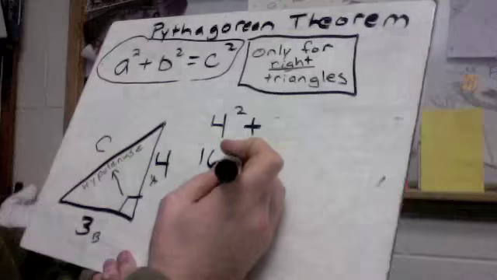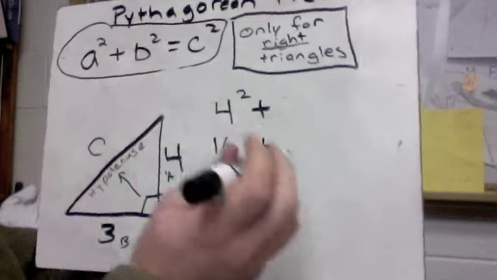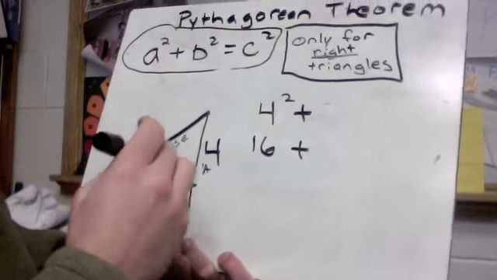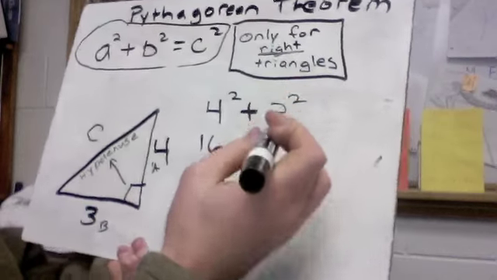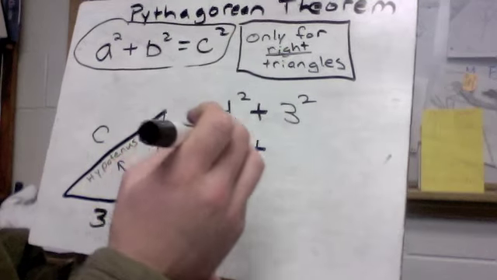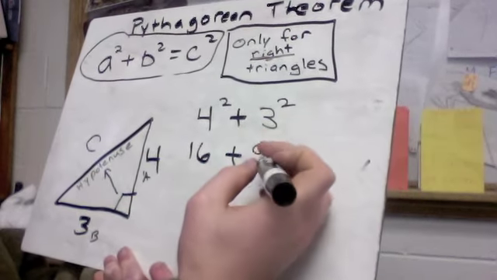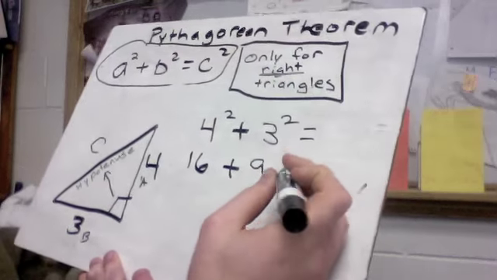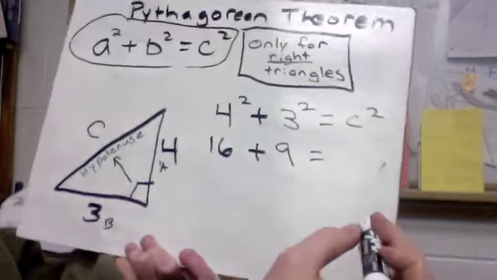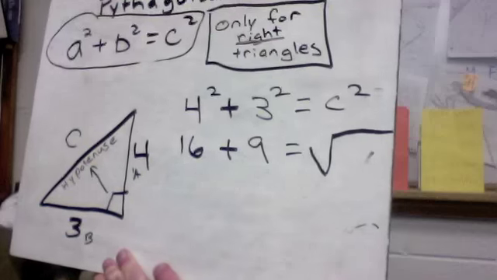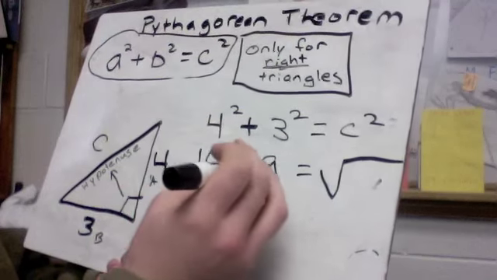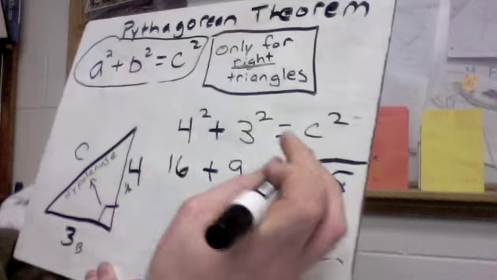Plus B to the second power. B to the second power is just 3 to the second power. 3 to the second power is going to be 3 times 3, which is going to be 9. Equals C squared. So we need to figure out the square root of what we get when we add the things together. 16 and 9 is 25.